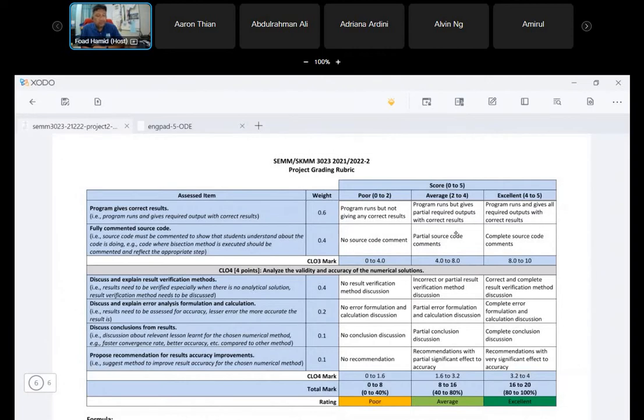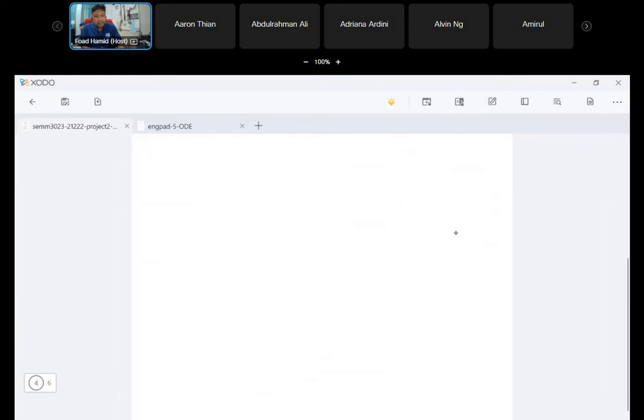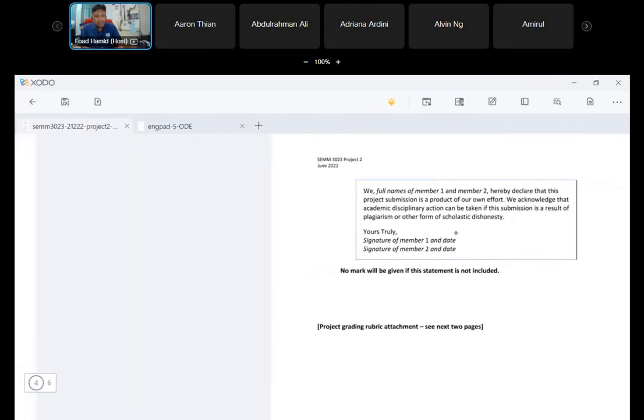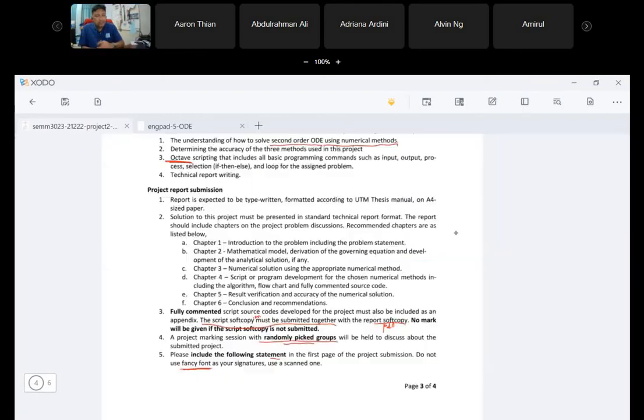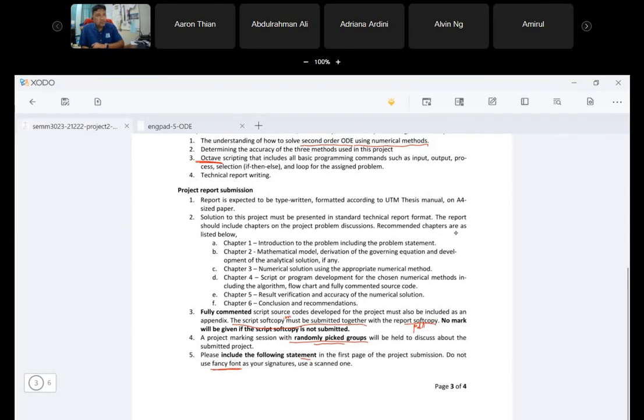When you work on your project, please take a look at the rubric first. It will help you to write a better report. Okay, so this is the project. Please do not wait until the last minute to submit or to do.